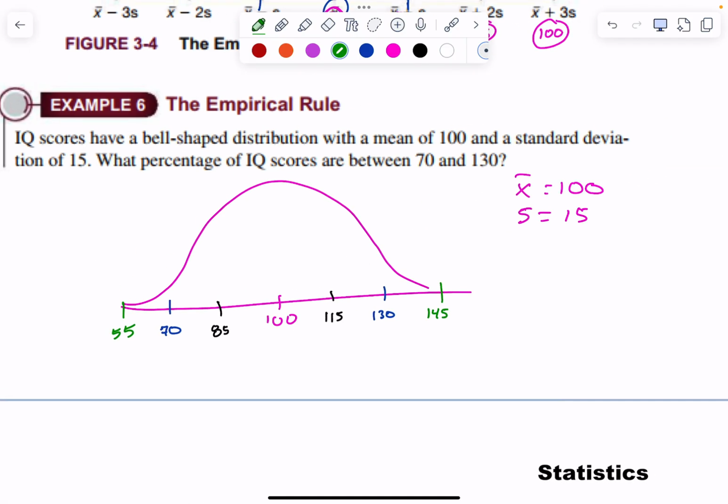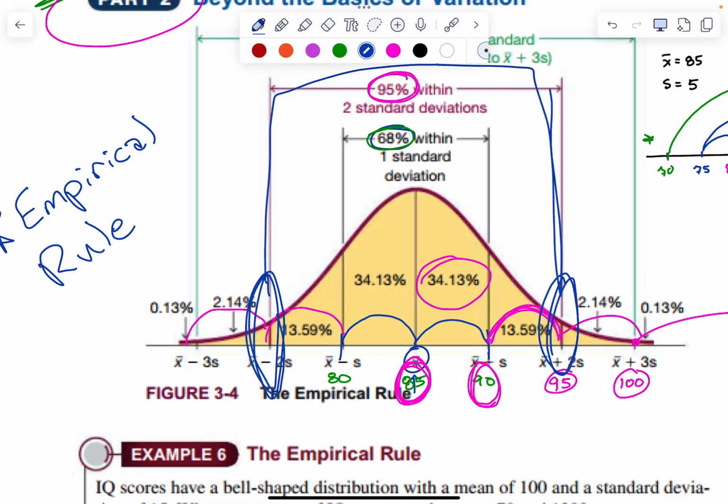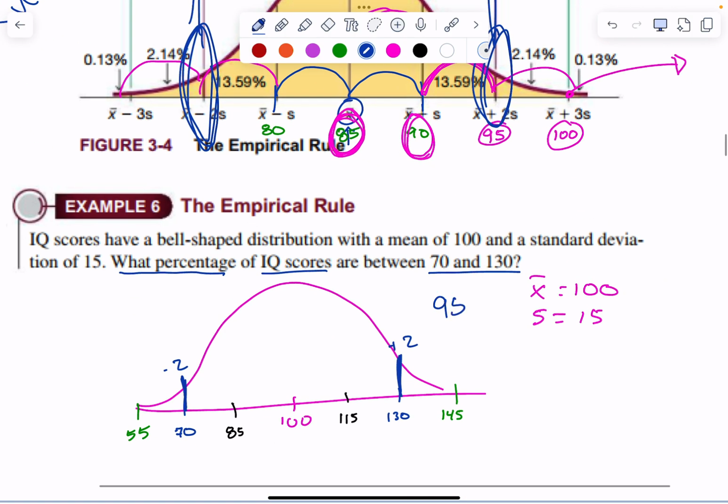They want to know what percentage of IQ scores are between 70 and 130. Okay, 70 is right here, and 130 is right here. That is from -2 to +2. Does that make sense? 2 standard deviations below to 2 standard deviations above. How much percent is within that? 95%. Do you see how that works? 95% are going to live between 70 and a 130.